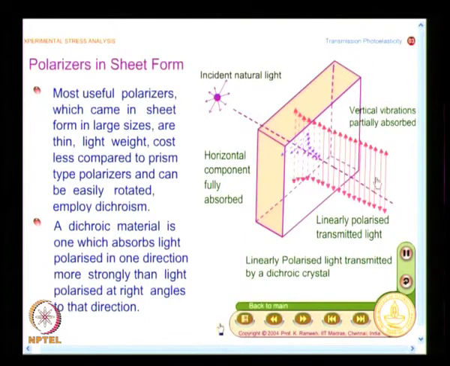So, I have this plane polarized light, the horizontal component is fully absorbed, vertical vibrations partially absorbed. So, I get a linearly polarized transmitted light. So, it is a useful information. I have a dichroic material, that is a useful information. You make a neat sketch of this.